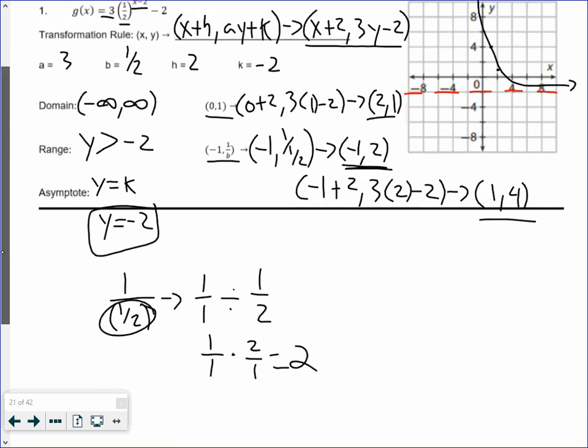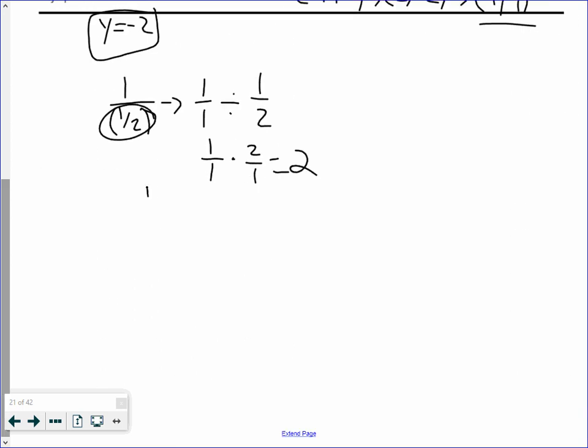And just to touch on that really quickly, what I said about b, if b is between 0 and 1, that's a decay function.